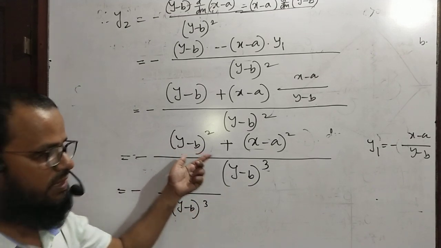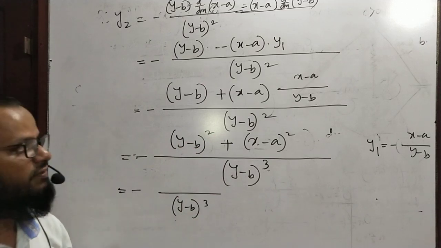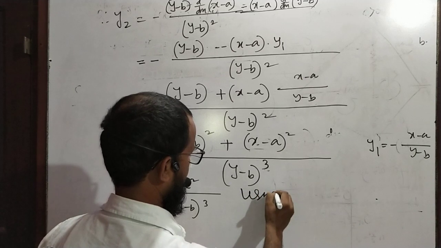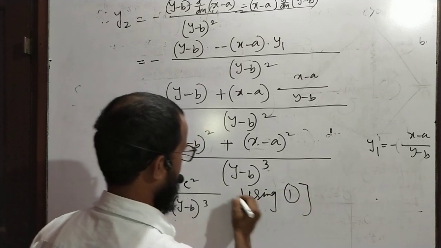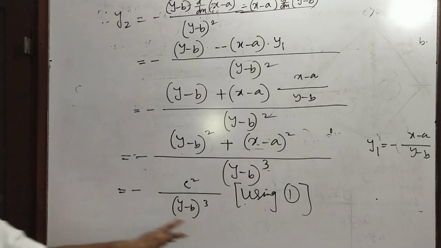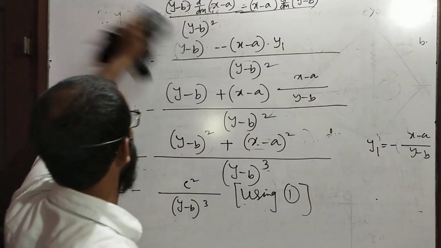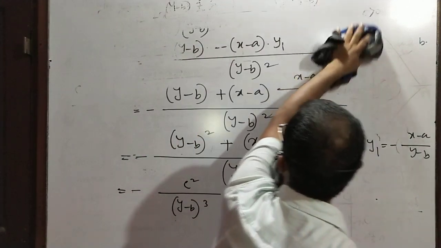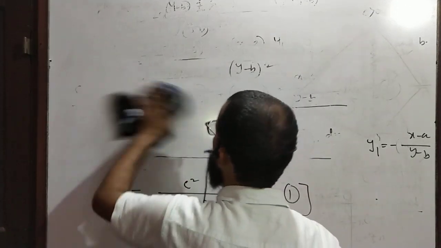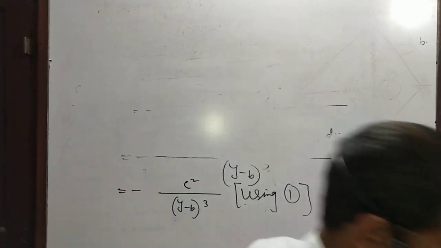And from your given expression, x minus a whole square plus y minus b whole square is equal to what? Given using 1, c square. So you can write using 1. Using relation 1 you get this. This is your y2. This is your y1. Okay. Now comes to the given expression, जिसको आपने independent बनाना है a and b से. You have to take this expression.